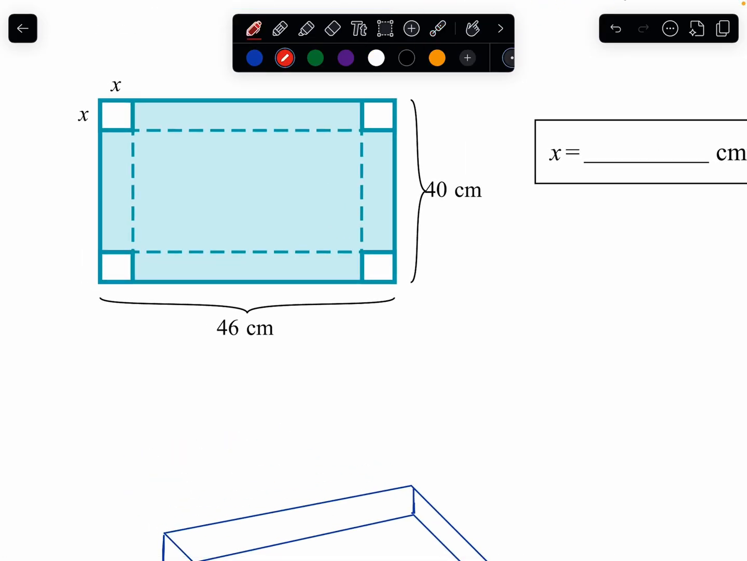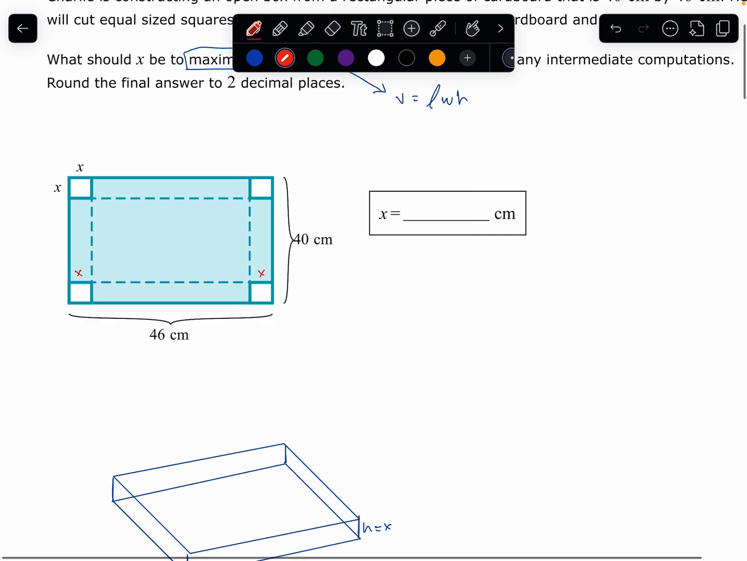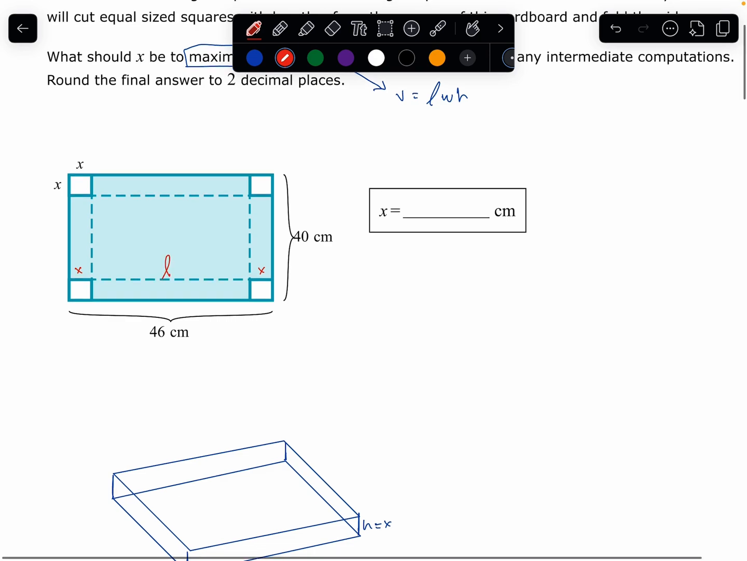And since, let's think about it like this right here, all of that right there. If this is x and this is x right here, let's call this one the length, or something. We'll call that the length. We'll call this part right here the width. Okay, so what is the length equal to?